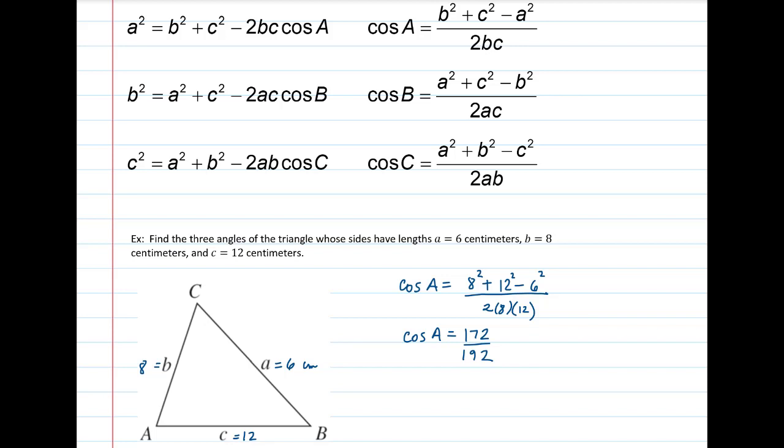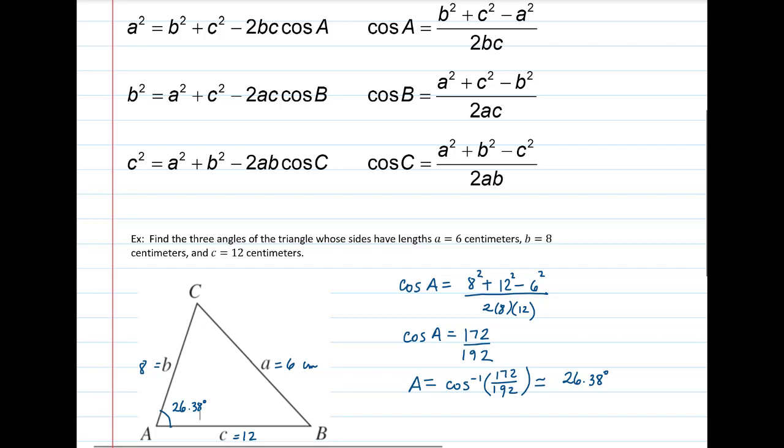Simplifying it a little bit, we get 172 over 192. But to solve for A, I'm going to have to use the cosine inverse: cosine inverse of 172 over 192. Then put this in the calculator, and we'll get that angle A is approximately 26.38 degrees. Make sure your calculator is in degree mode. All right, so there we have angle A.